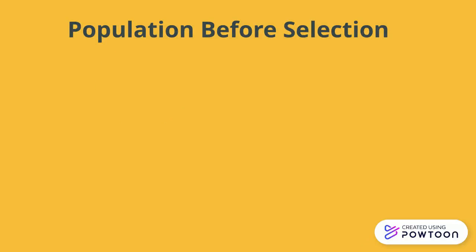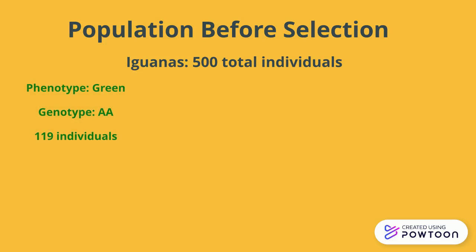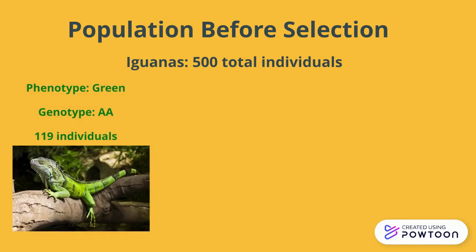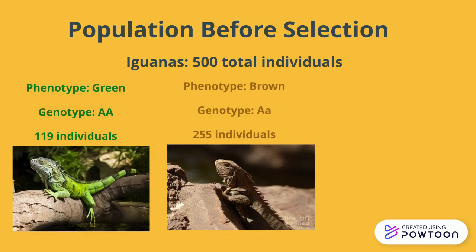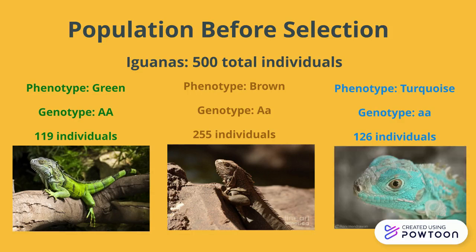We have a population of 500 total iguanas. There are 119 individuals that are green with the genotype Big A, Big A. There are 255 individuals that are brown with the genotype Big A, Little a. And there are 126 individuals that are turquoise with the genotype Little a, Little a.